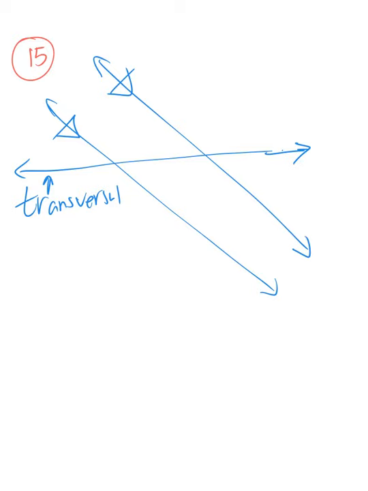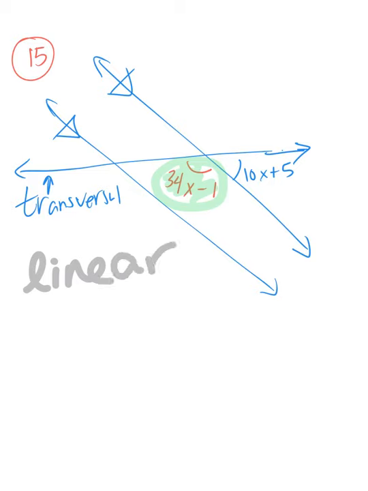I have an angle right here, which is 34x minus 1. And I have an angle right here, which is 10x plus 5. I think this is the one in bold. So this is the one you're going to solve for. Is this linear? This is linear. So do you set them to equal 180, or equal each other?